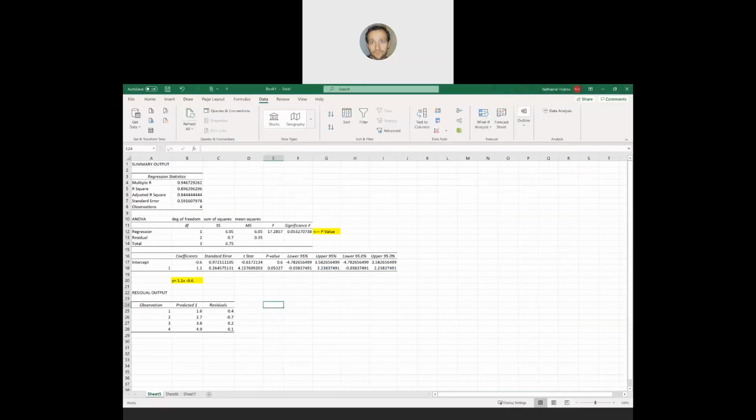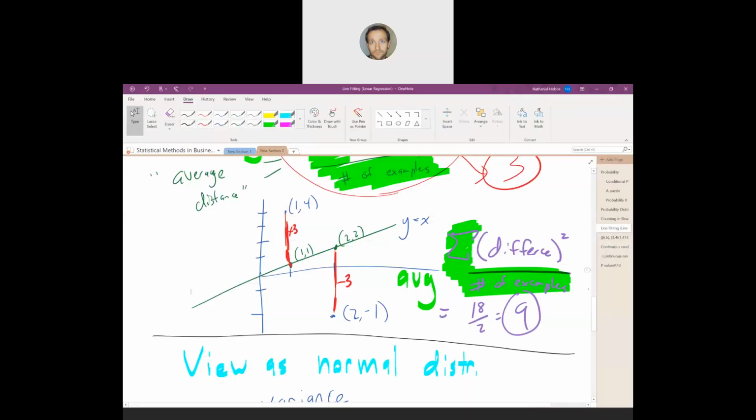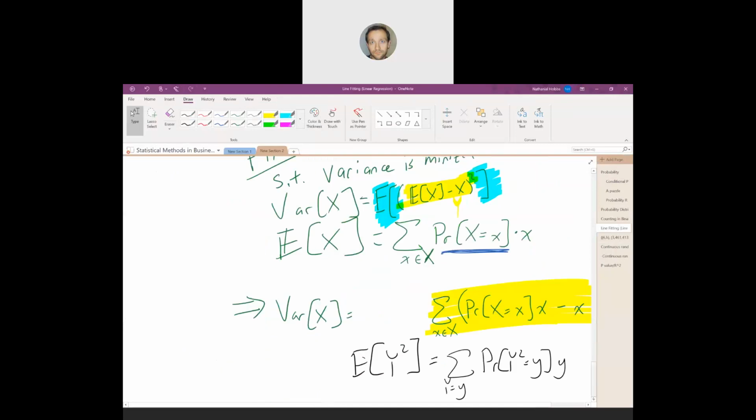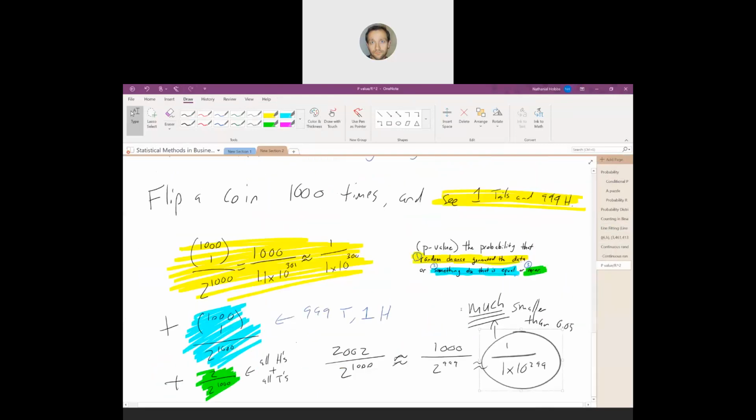Fine. The last thing is these. Multiple r squared, standard error, whatever. Okay, I'll try to do this kind of quickly. P-value and r squared.